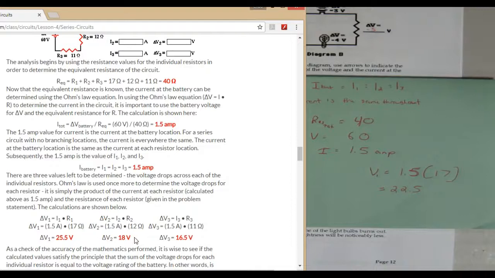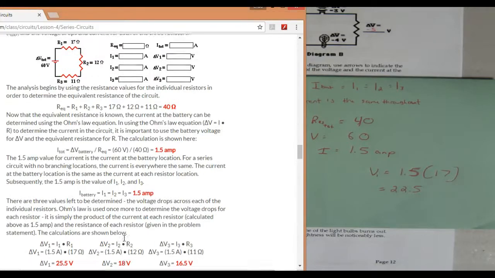Okay, so you could figure out what's left over because we know the total voltage is going to be 60, but let's just go with it. So again, the voltage of the third will equal the amps, which is 1.5, doesn't change, times the resistance, which is 11 at number 3 resistor, which means the third voltage will be 16.5. If we add that all together, 25.5 plus 16.5 is 42, plus 18 is 60. So you see how that all adds up?